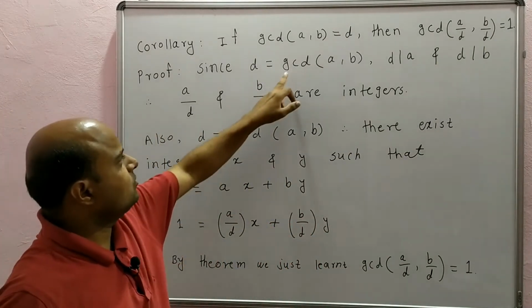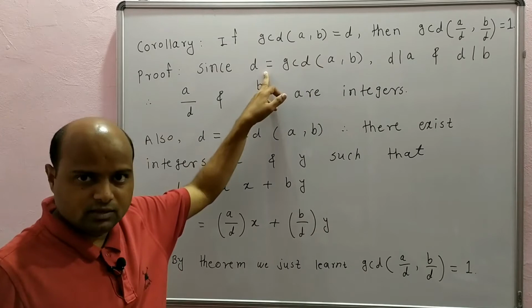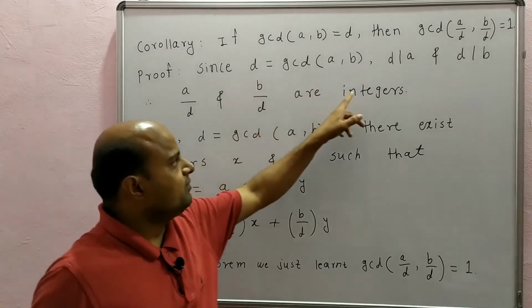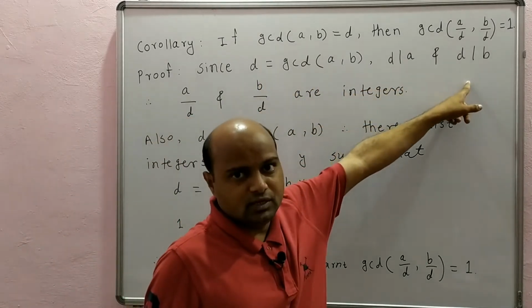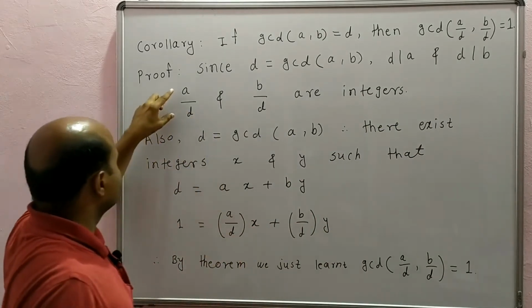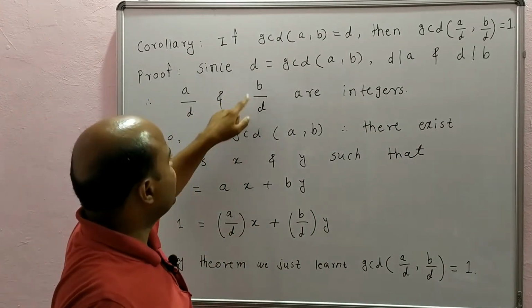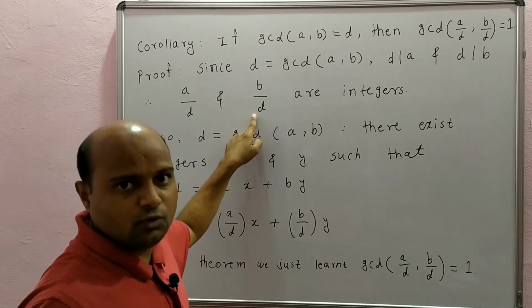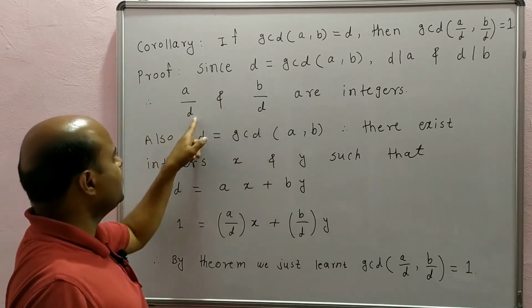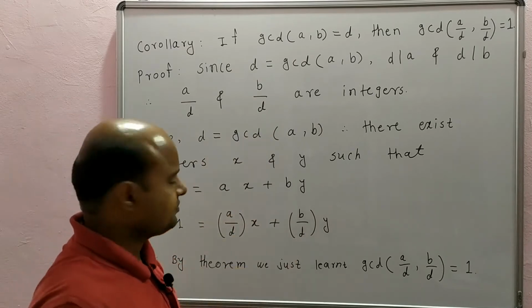What we have? We have GCD of a and b is d. Therefore, d divides a and d divides b, and so a by d is an integer. Also, b by d is an integer. Therefore, we can find the GCD of a by d and b by d.